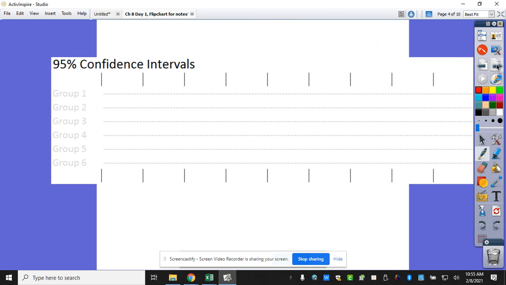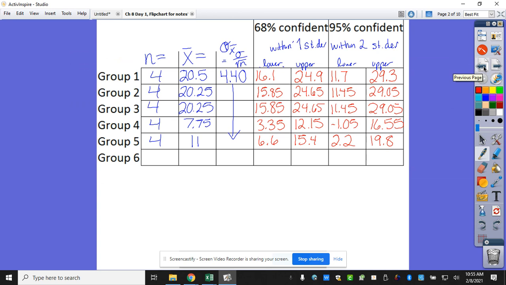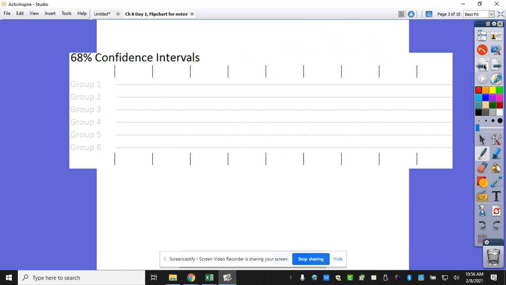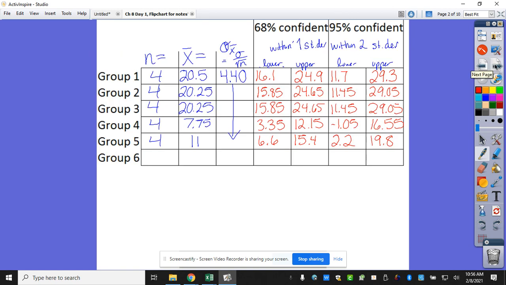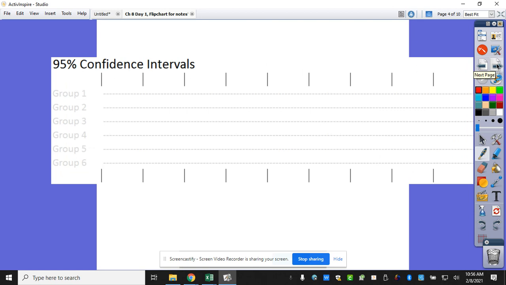I want to start with the 95%, the second one, because I want to make sure that our number lines are numbered the same way. So let's look back at where we started. What's the lowest number overall of all of these that I have to cover? Negative 1.05. What's the highest number I have to cover? 29.05. Okay, so let's see what? 29.3. Okay, thank you. All right, so maybe 0, 8, 16, 24. That might get me close.